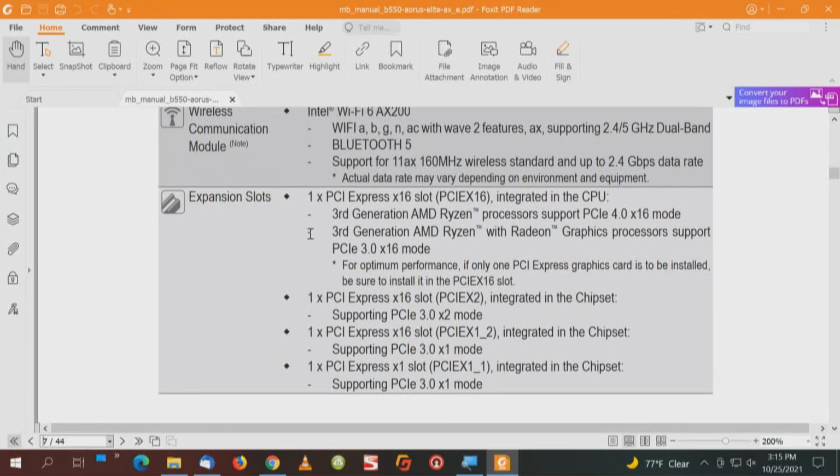Okay, on page 7, expansion slots. PCI Express by 16, integrated to the CPU. Down here we have one PCI Express by 16 slot, PCIe X2, and that's 2 lanes. And then we have a PCI Express by 16 slot, which is PCIe X1_2, and that's 1 lane allocated. So let's go back and look at page 4 again.